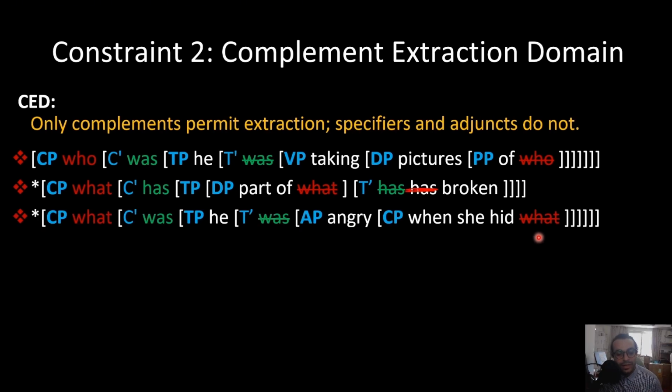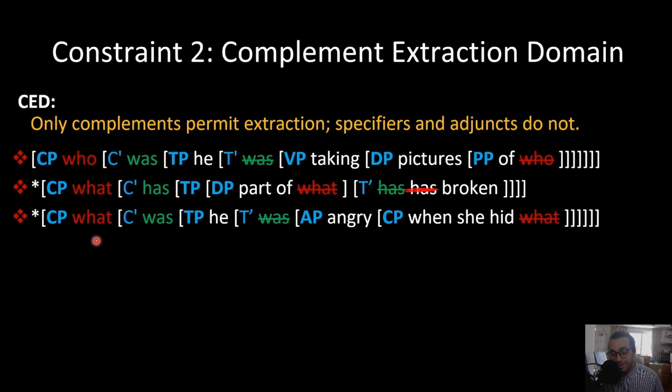In the next example here, we have what inside a CP that is an adjunct CP. Because it is an adjunct and not a complement, again, when extracting the WH word to go and satisfy the WH feature on the head C by landing on the spec of the CP, we have the same issue.